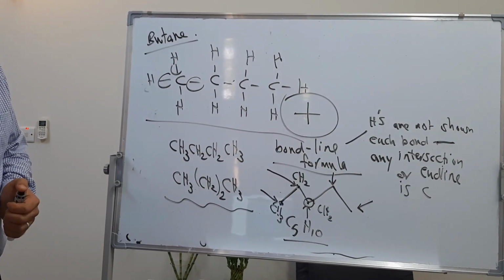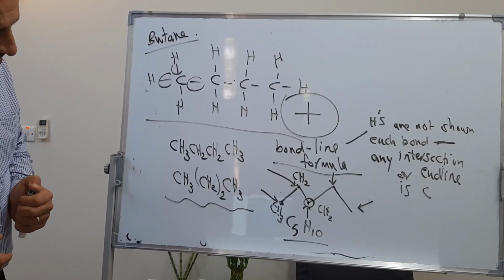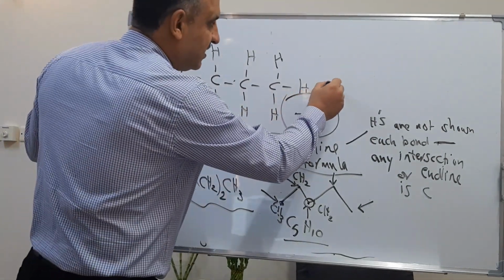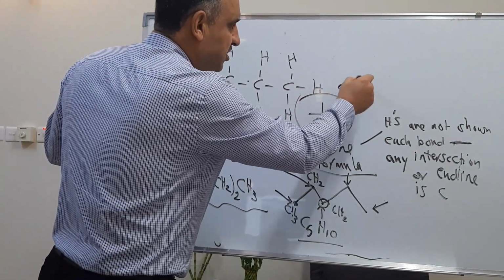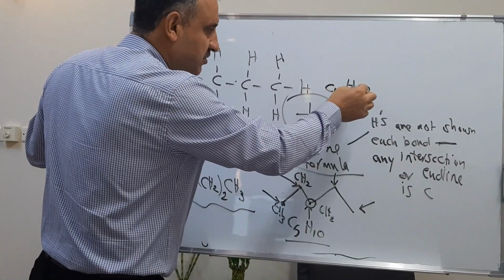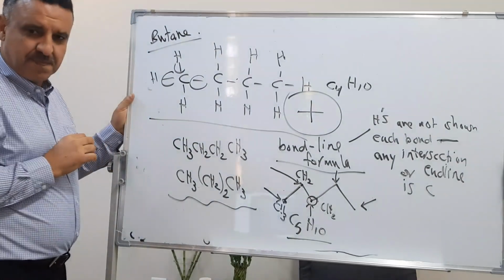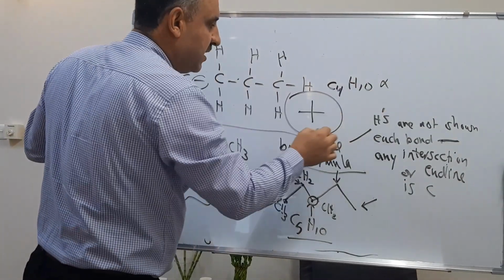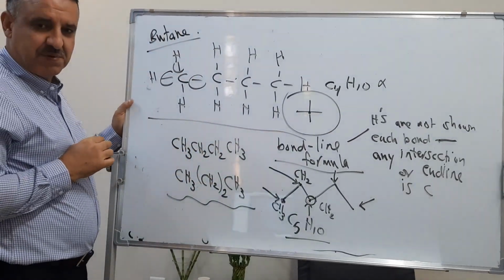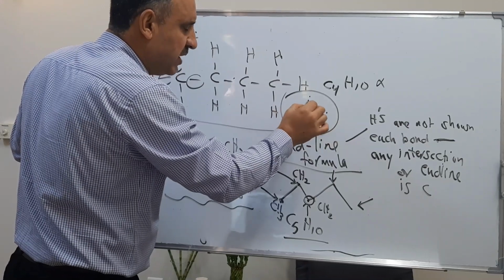C4H8. C4H what? H10. Right? It is C4H10. Or it's not actually C4, it is C5, not C4. Right? So this is wrong. Now here, how many carbons? We have this intersection, it's 1 carbon, isn't it? We have 1, 2, 3, 4, and this one is 5.